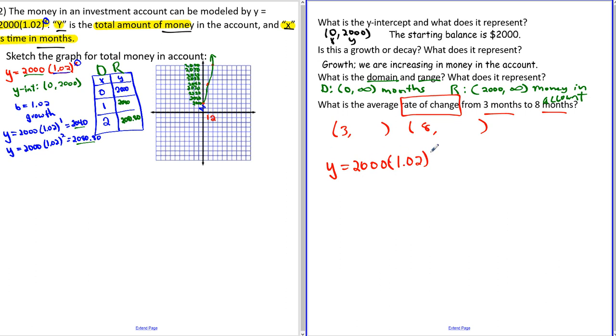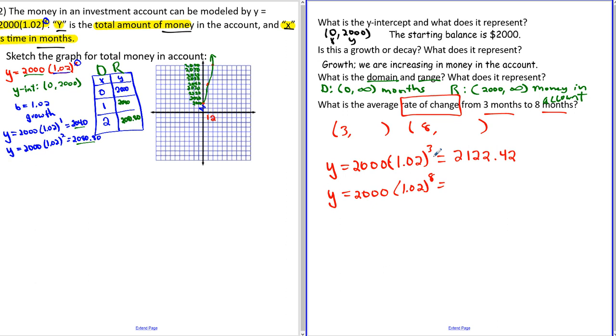So we're going to get this to 3 months, and then we're going to do the same thing, except raise it now to 8 months, because I really can't think. So let's go ahead and see what this is going to be. So 2,000, parentheses, 1.02, raised to the third. Again, this is calculator work you should be doing as I'm doing it. And we get 2,122.42. And then let's look at the other one.